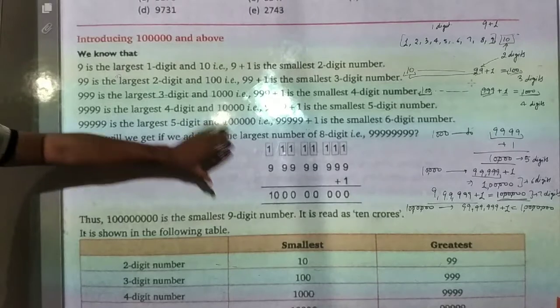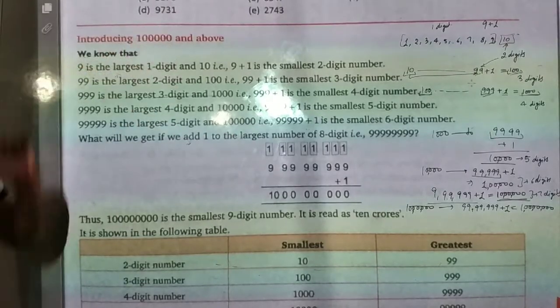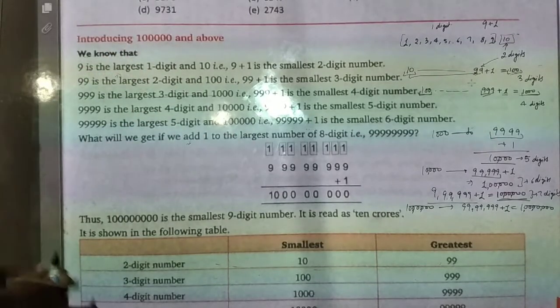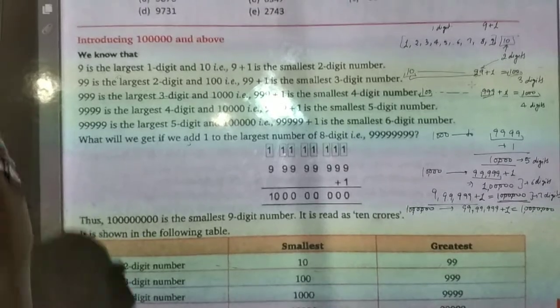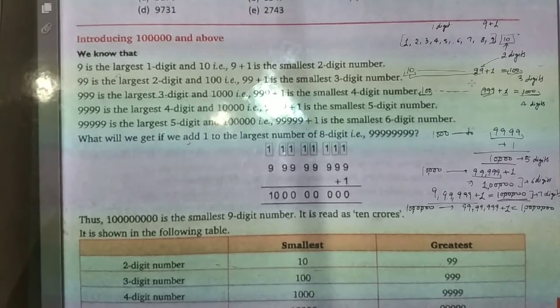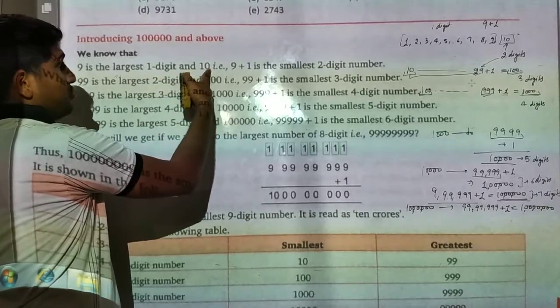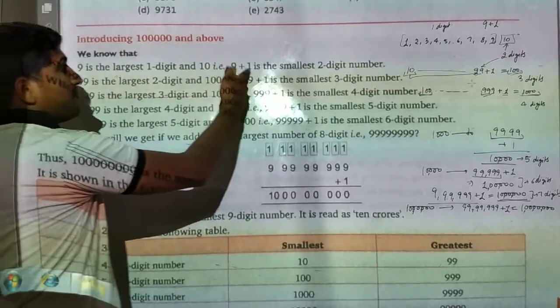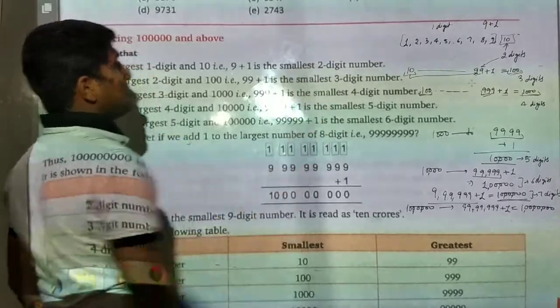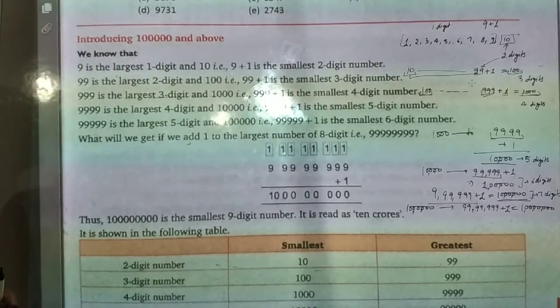So in this way, from the greatest and smallest numbers, we can form 3-digit, 4-digit, 5-digit and 6-digit numbers. So 9 is the largest 1-digit number and 10 is the smallest 2-digit number. 9 plus 1 gives a 2-digit number. We get 10, the smallest 2-digit number.